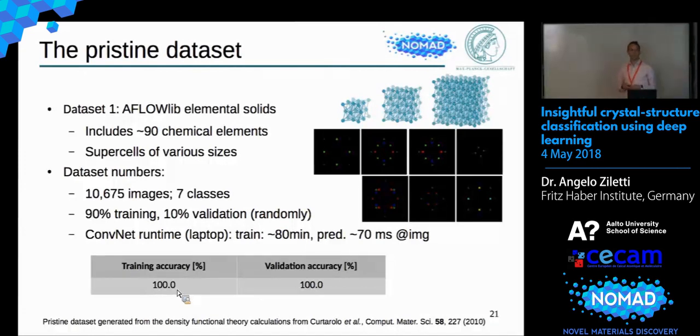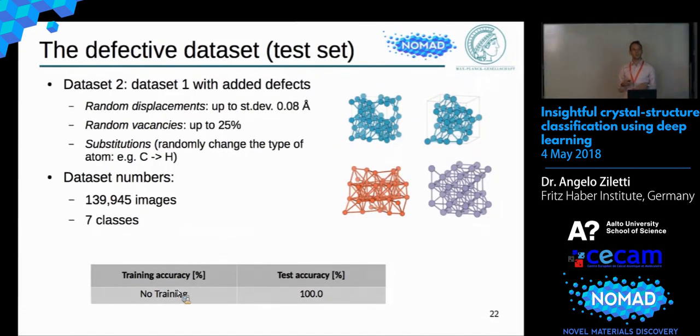So I make a defective data set, starting from the pristine one and adding defects. It could be random displacements of 0.08 angstrom, and removing up to 25% of the atoms, and substituting them. Then you have roughly 140,000 images, and I use the neural network trained before to predict. And we obtain 100% test accuracy. That means we really can generalize to unseen data, with very defective structures that were never included in the training. So that's very nice, I'm happy with that.